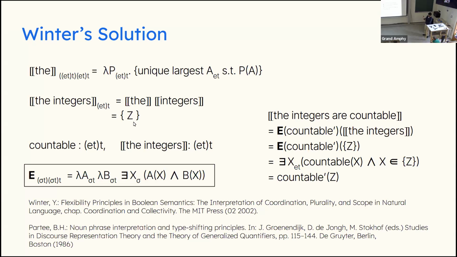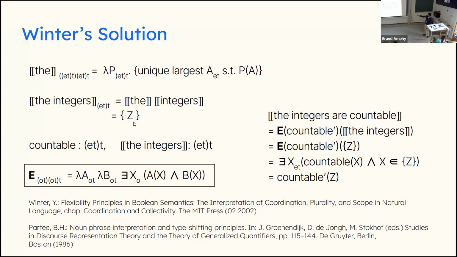Then he uses an operator here shown by E. It's called an existential raising operator, and it takes two things of type sigma t and produces true only if they have a non-empty intersection. Otherwise, it results in false. And this operator was also introduced by Barty in a 1986 paper.